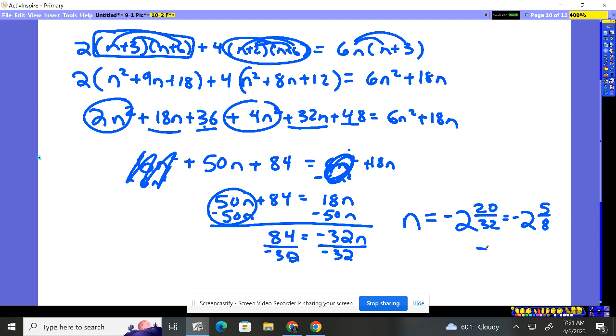You can give me the decimal. Negative 2, 4/8 is .50, so this is going to be .625. That's what you would get. Tough problem, but very doable.